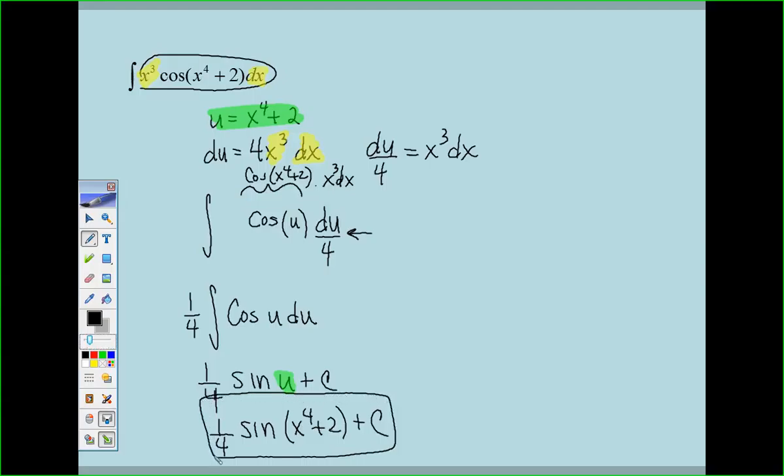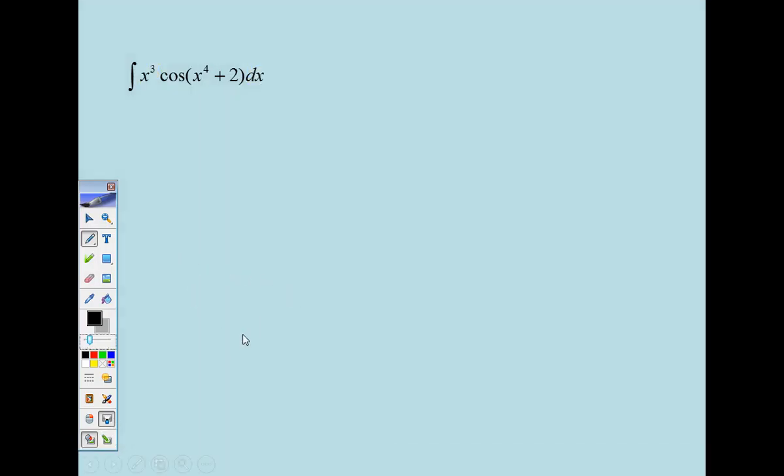Now if you took the derivative of this, you should get back what we have in our original integrand. That's how we check to see if we have the correct antiderivative. So if you took the derivative of this, you would see we would get back our x cubed cosine of x to the fourth plus 2. That's called U substitution, this process. Let's try another one.